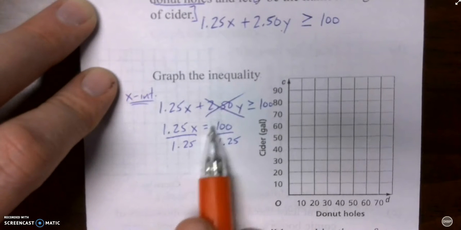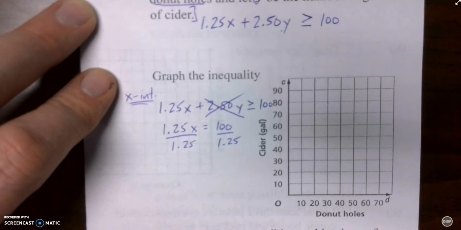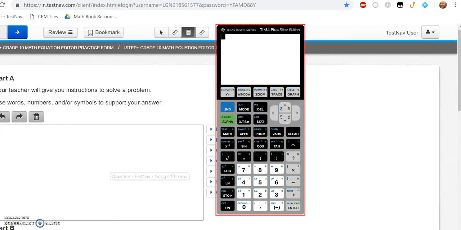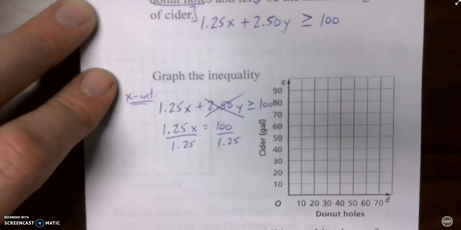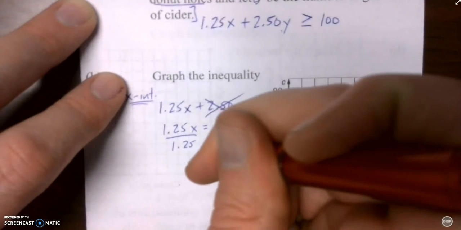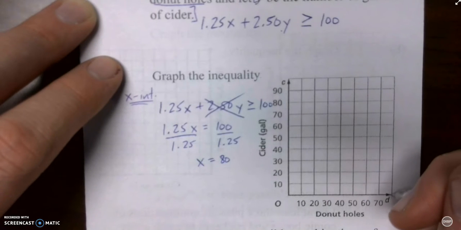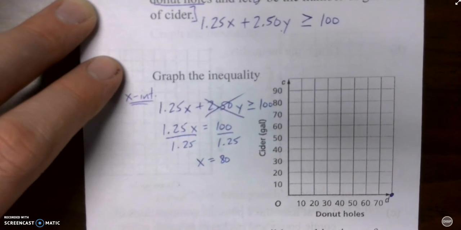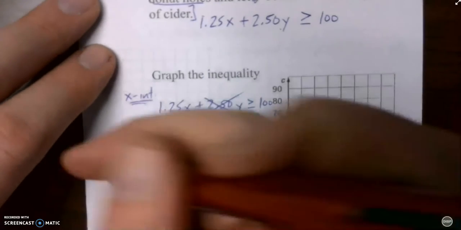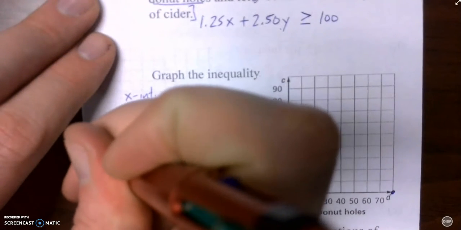If you're not entirely certain what 100 divided by 1.25 is, don't be afraid. Let me switch over to the calculator here to use the calculator for that today. 100 divided by 1.25 is 80. So I get x equals 80. Or in other words, right here, this is the x-intercept for numbers of donut holes. And I can do a similar thing to find the y-intercept.